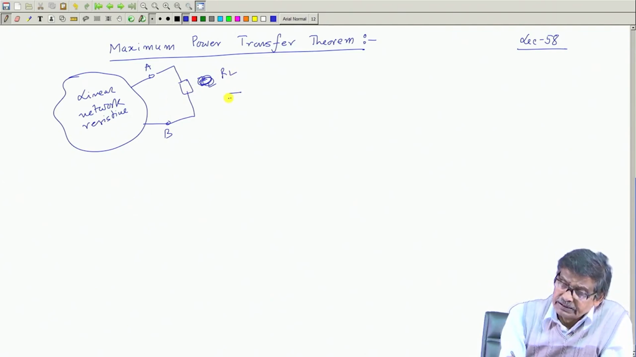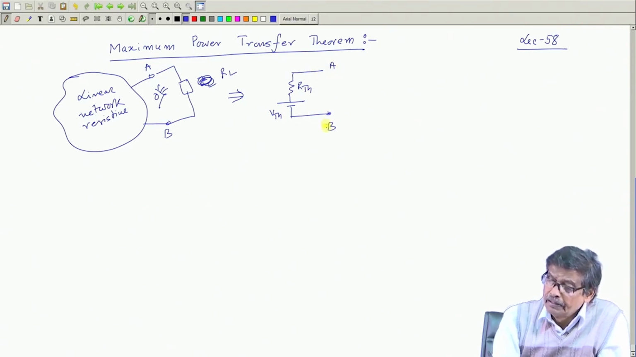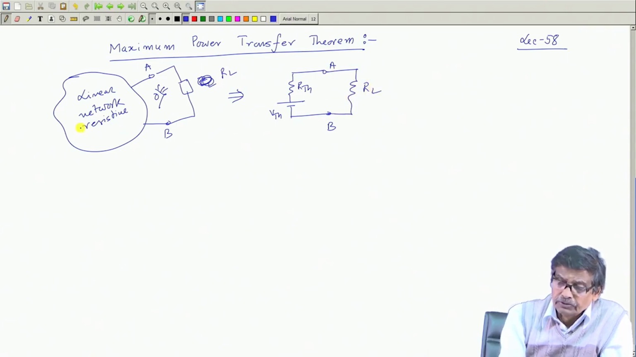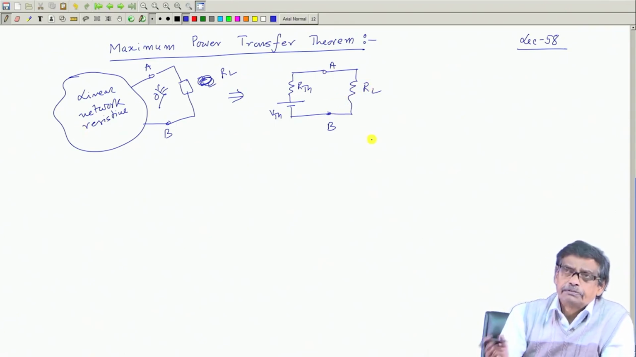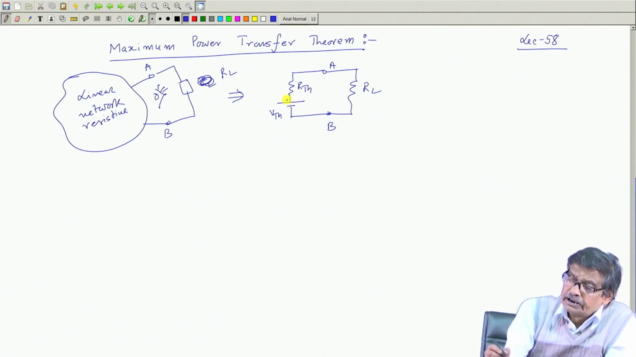To do this, behind A and B, this whole network can be changed to some R Thevenin and E Thevenin, is it not? Then these 2 points A and B, and then the load resistance here. So, the problem can be simplified in this fashion. Therefore, to find out first the maximum power transfer theorem with DC circuit.